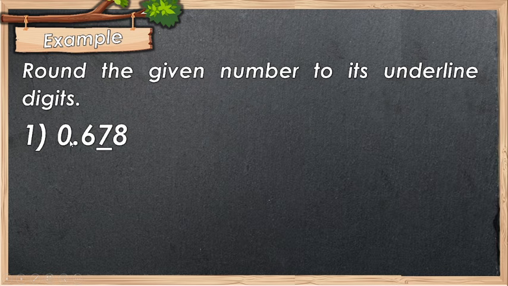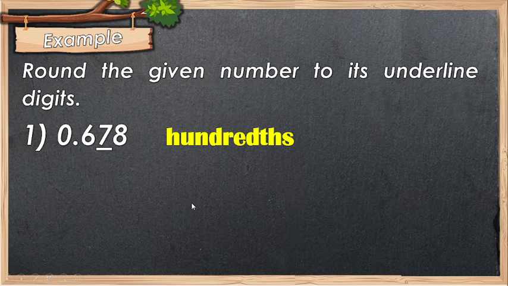Round the given number to its underlined digit. For number 1, we have 678 thousandths. The underlined digit is 7. So look at the digit to the right of 7. This should be 8. So what do you think? It is round up.